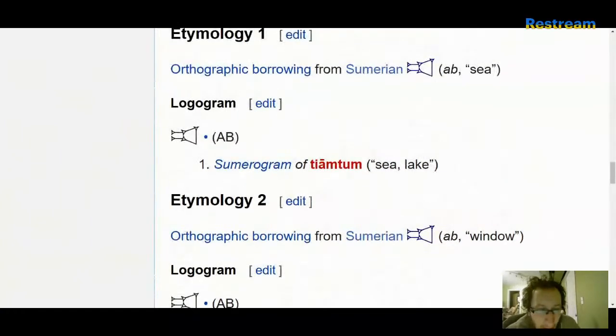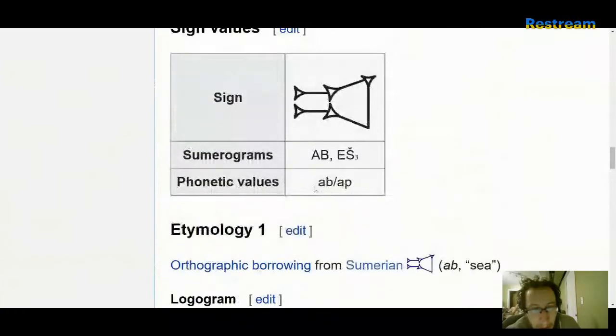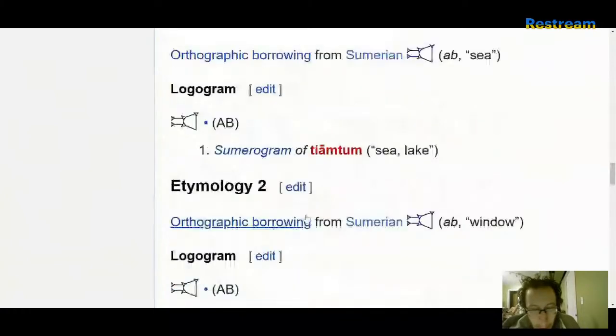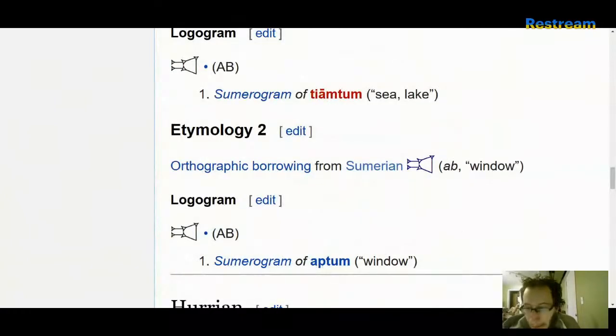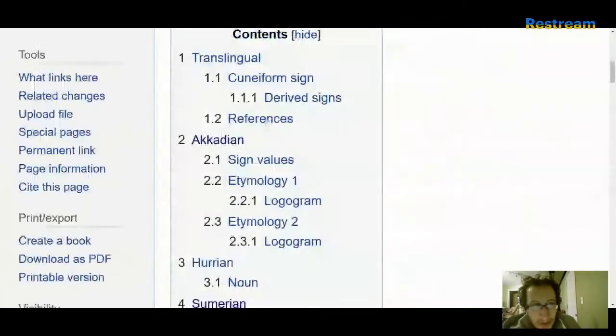And again, depending on context, you would pronounce this word instead of ab as tiam or tiamat or tiamatum. And the phonetic value is ab or ap. So it can have that sound of ab in syllables, but it can also have the sound of the word tiamat and the Akkadian word apat. So that's the first word right there of the second spelling.